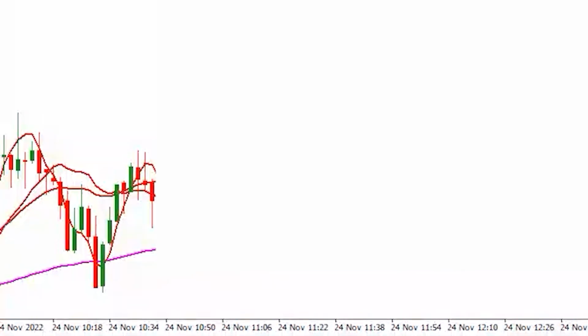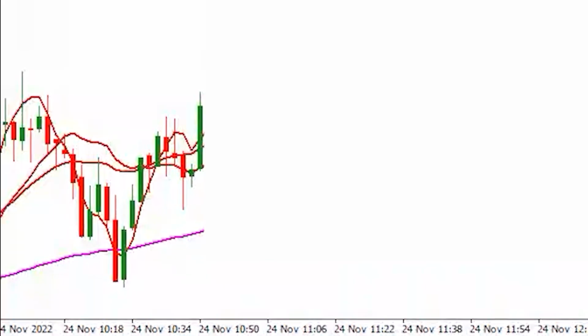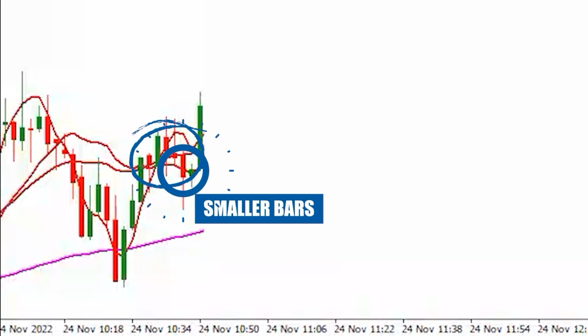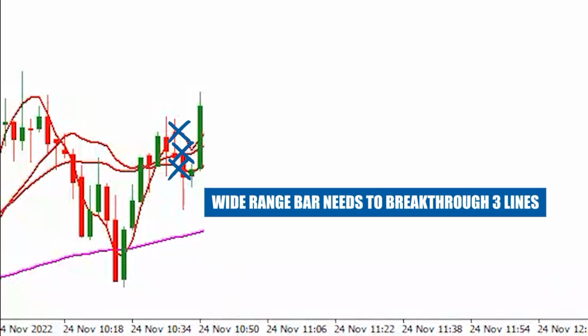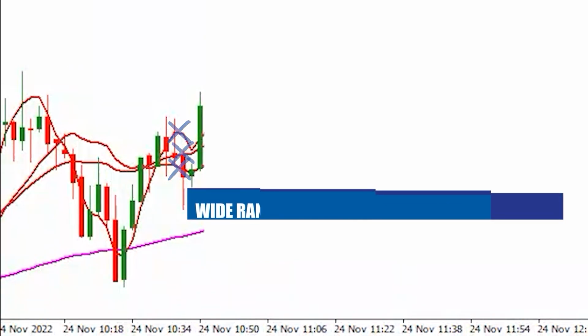Remember, based on step 1, we're looking for prices to move up, and here is how simple this system is to use. Firstly, we need to find a wide range green bar. The way you can tell it is wide range is that the surrounding bars will be significantly smaller. Secondly, the wide range bar needs to break through at least 3 of the 4 lines on the chart, which ultimately signals price passing through multiple time frames, which makes our entry that much more powerful.